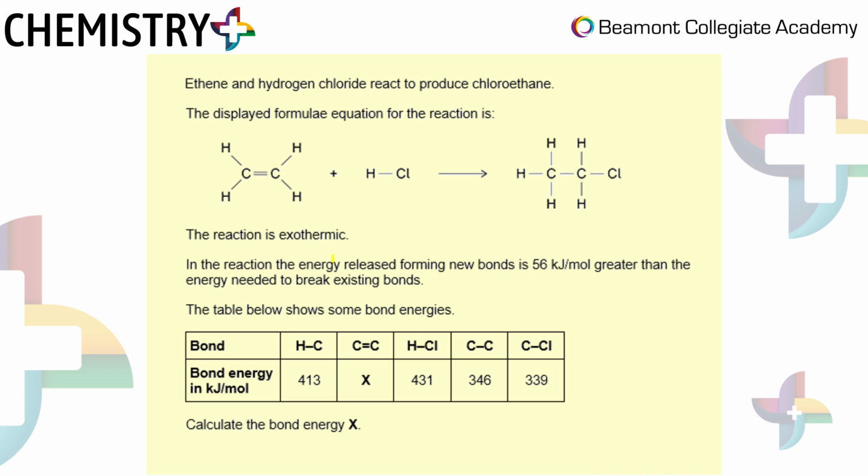Here's a question for bond energy calculations. A lot of information given. So we've got the formula equation and we have got the bond energy for each bond. However, we've got to calculate the bond energy for X. Another point to note is this. 56 kJ per mole will be released in this reaction.